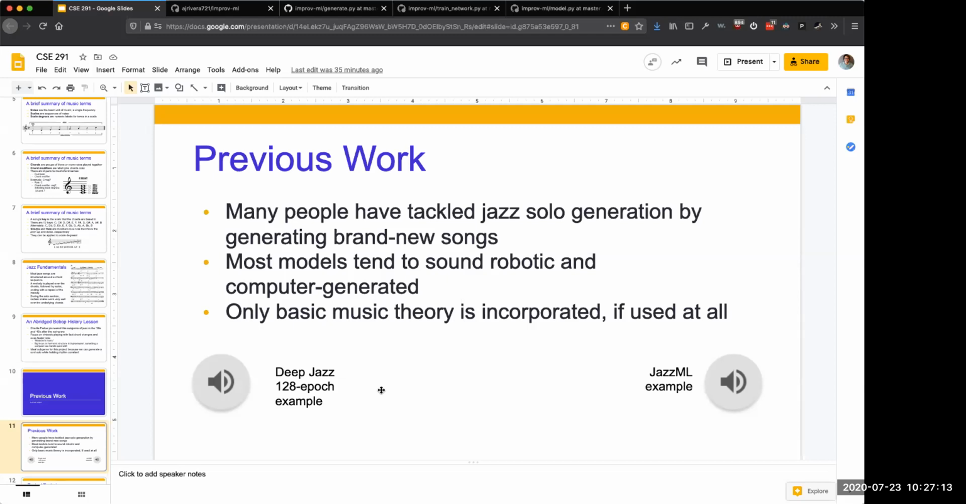In my partner's and my opinion, a lot of these models tend to sound computer generated, and a lot of these examples also generated harmony under the melody.